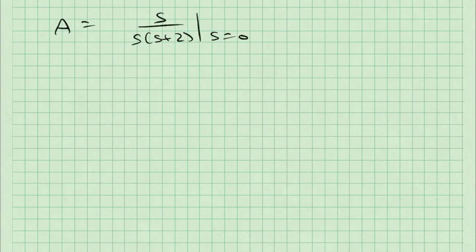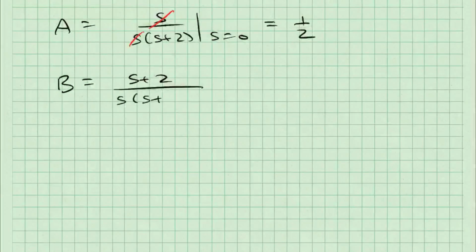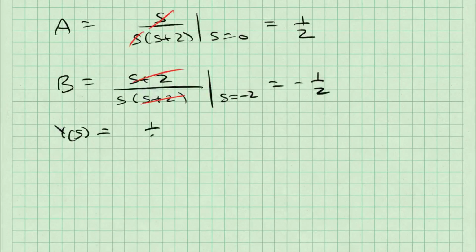To solve for the A term, I'll take my 1 over s plus 2 and multiply it by s, and then I'll evaluate when s equals 0. The s's cancel, and so I'm left with 1/2. To get B, I'll take 1 over s plus 2 and multiply it by s plus 2 and evaluate this when s is equal to negative 2. The s plus 2's cancel, and I'm left with negative 1/2. So Y of s can be written as 1/2 over s minus 1/2 over s plus 2.